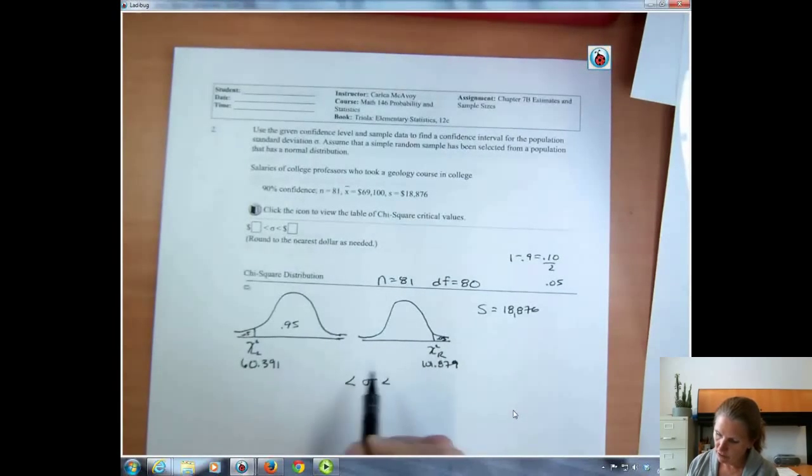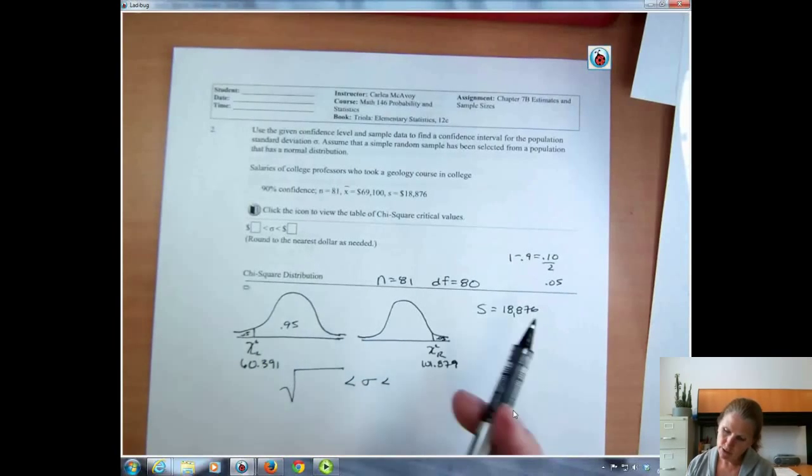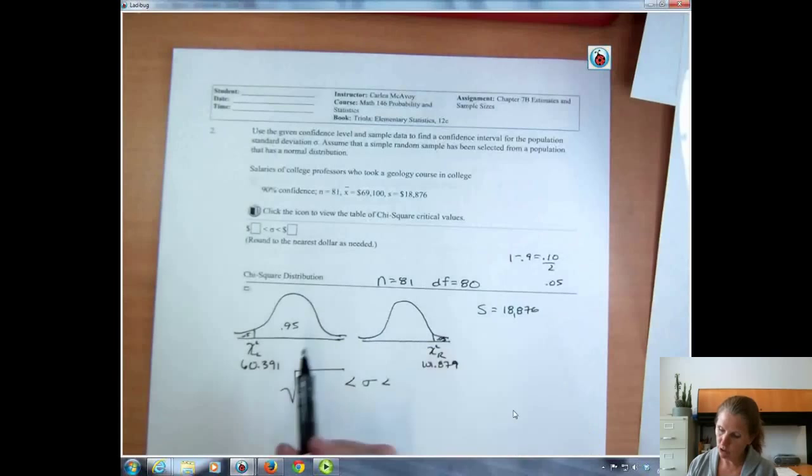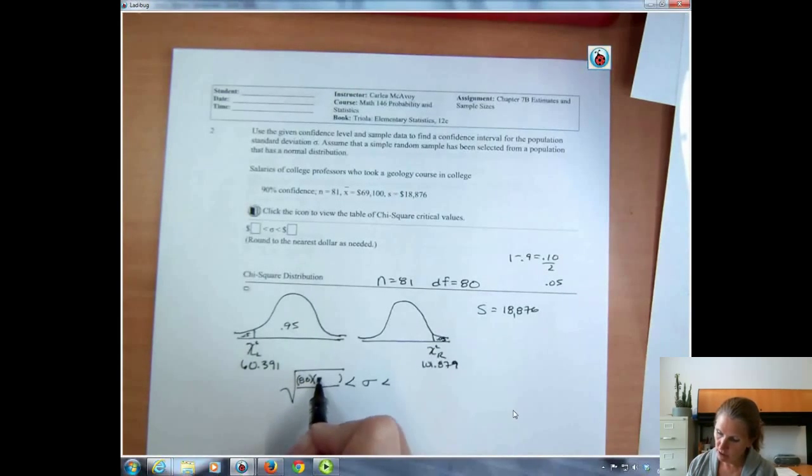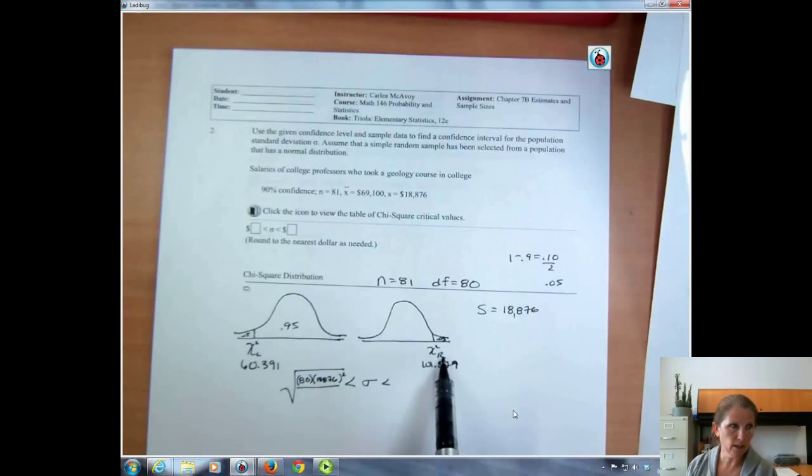Now I know my left and my right, and I'm going to use my formula to find those two values. That is the square root of n minus 1, and since our n is 80, our degrees of freedom is 79, so I'm going to do 80 times the standard deviation of the sample to the second power, divided by the right-sided, because it's the bigger number, chi-squared.